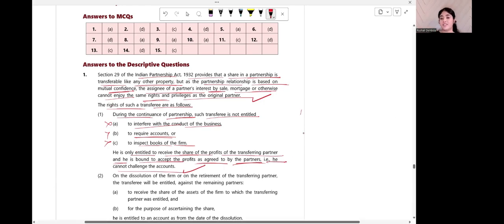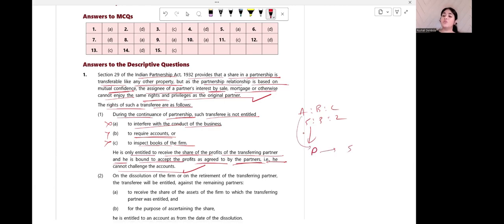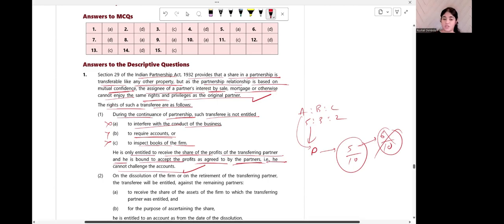If A is transferring his share and A, B, C were in the ratio of 5:3:2, and now A has transferred his share to P, so P will also get only 5/10 of the share. He can't go and say give me 6/10 of it. You can't say more than that, or challenge the accounts of the firm. If they say 5/10 of the share of the profit is 2 lakh rupees, you can only take 2 lakh. You can't tell them give me 2.5 lakh, I will check the accounts, etc. You don't have the permission.